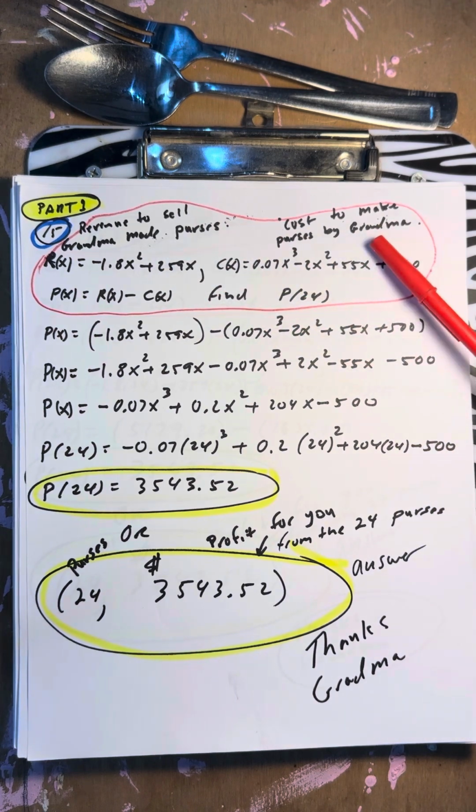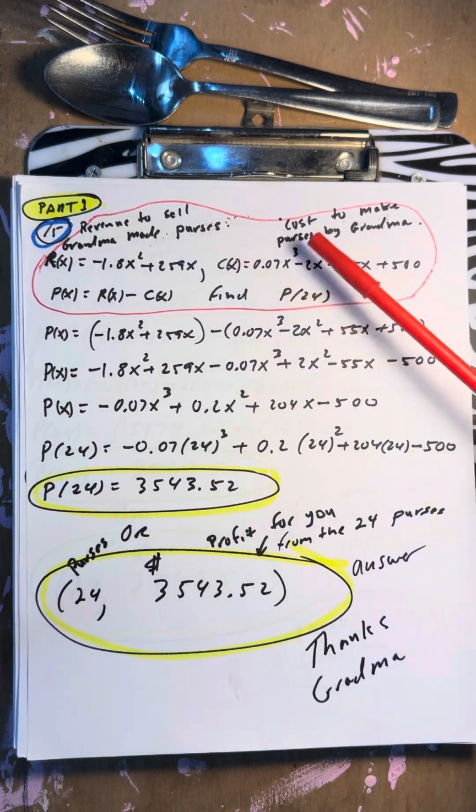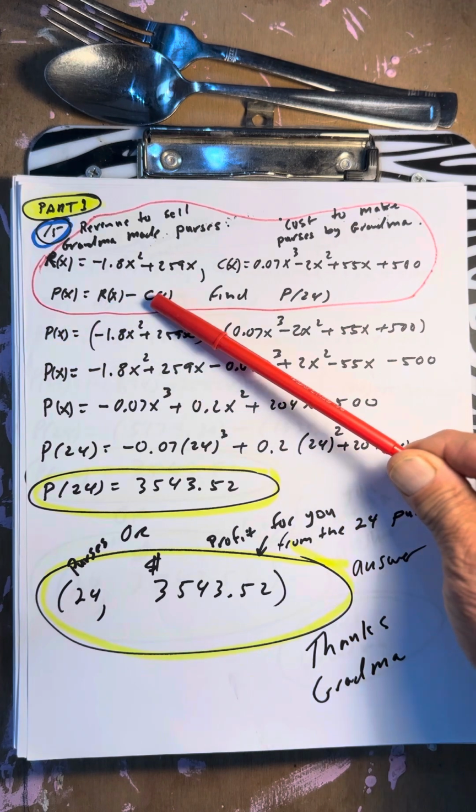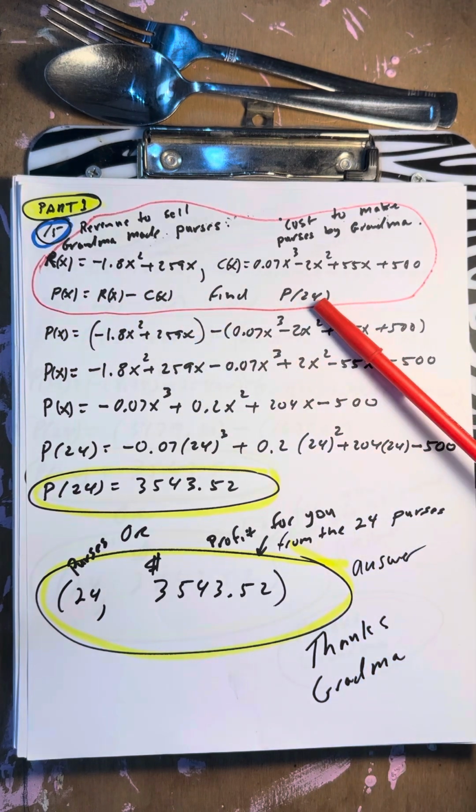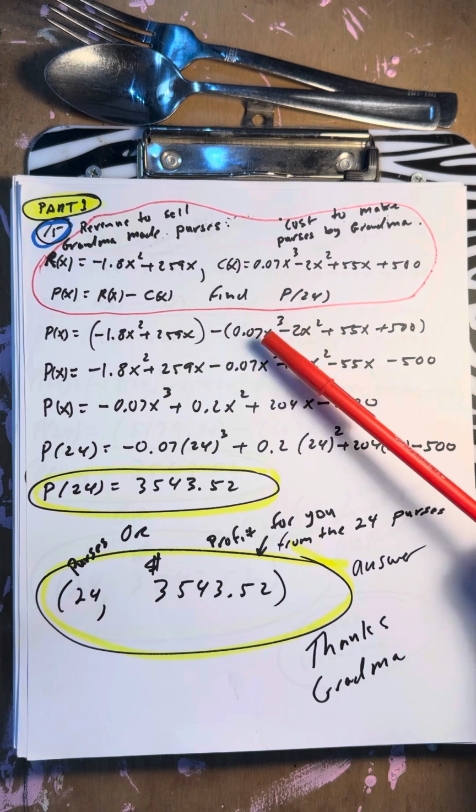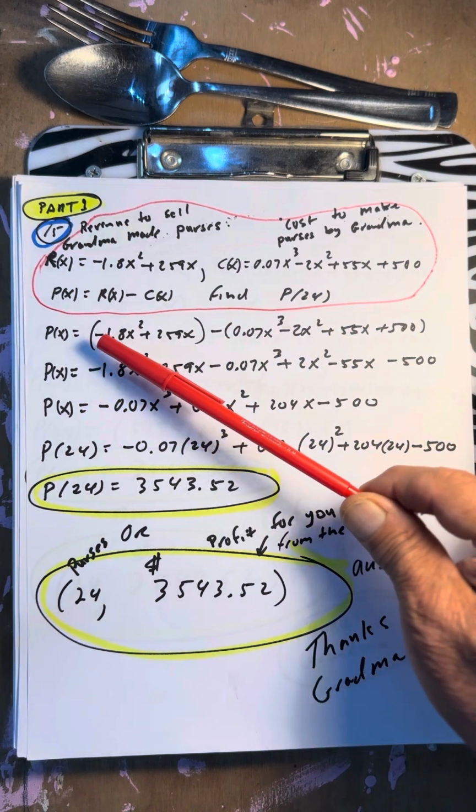Purses by grandma are made here. You're going to sell them over here. So profit is revenue minus cost. You're going to sell 24 purses. So let's put it in there. So if you put 24, P of x is this.